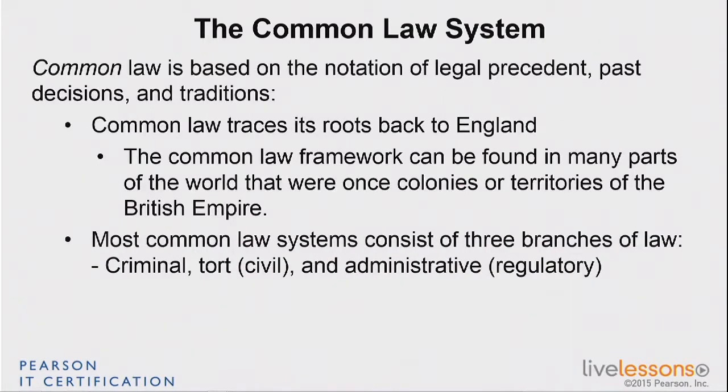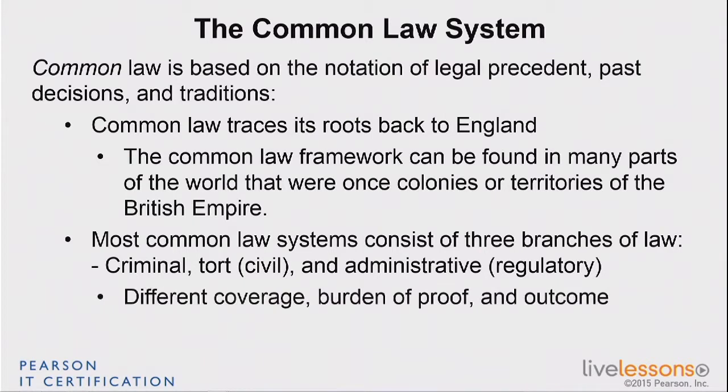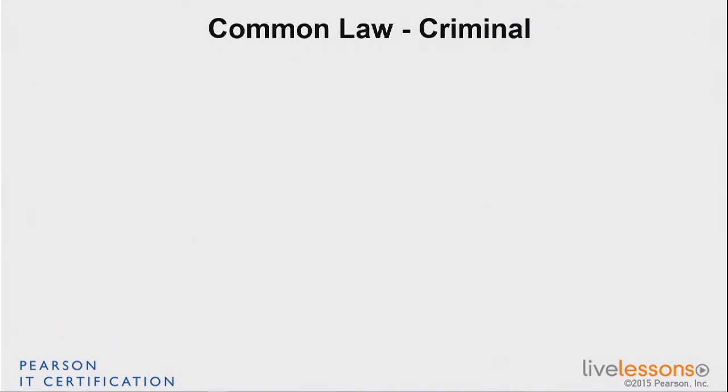Most common law systems consist of three branches of law: criminal, tort, which is also referred to as civil, and administrative, which is also referred to as regulatory. Each of those three branches cover different areas, have a different burden of proof, and a different outcome or penalty that can be assessed. So we're going to start with common law criminal.